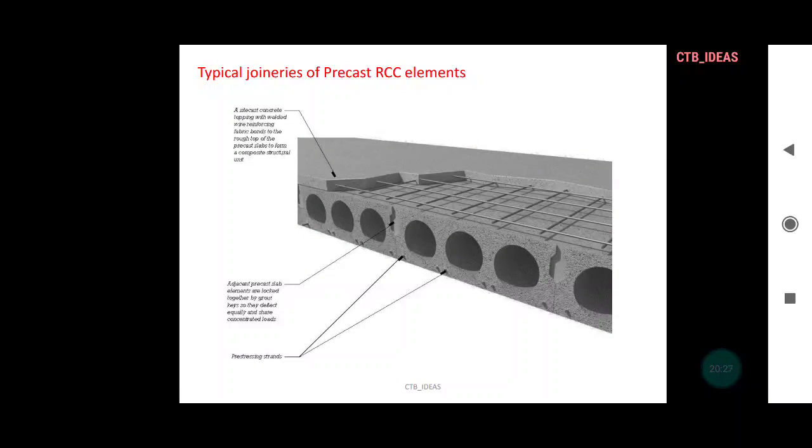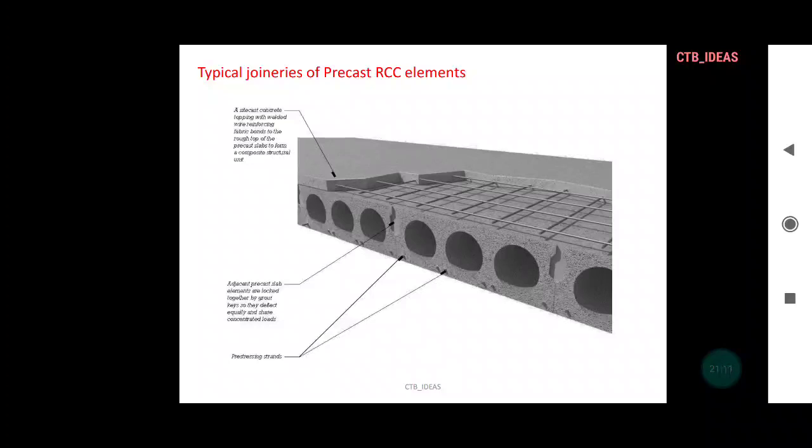Typical joineries of precast RCC elements. Now the joinery of slab. In this particular picture, you can see various slabs arranged side by side, and the gap in between is filled by cement grout, and on the top part, reinforced cement jali is first placed. The reinforcement is welded in this case with each other. The square shaped jali is the welded steel bars, and then cement grout is poured upon this particular jali.